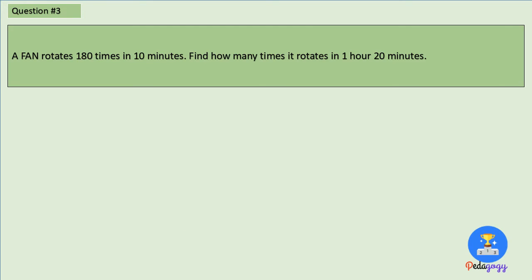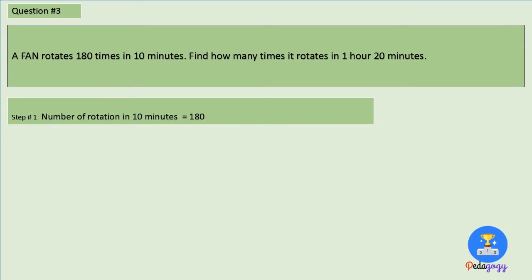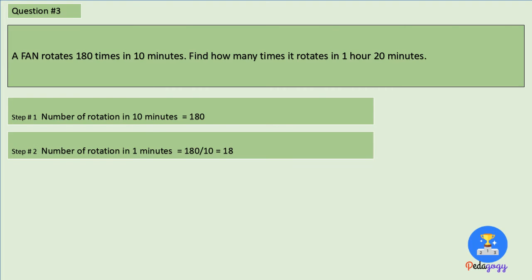Question number 3. A fan rotates 180 times in 10 minutes. Find how many times it rotates in 1 hour and 20 minutes. Let's look at the steps. Step number 1. Number of rotation in 10 minutes is 180. So let's find out how many times does it rotate in 1 minute. So the number of rotation in 1 minute is equal to 180 divided by 10, which is 18.